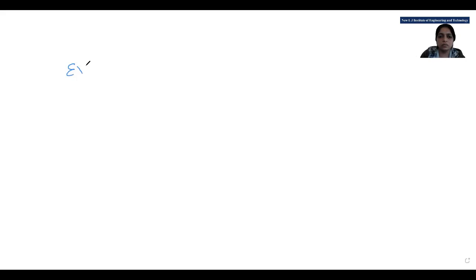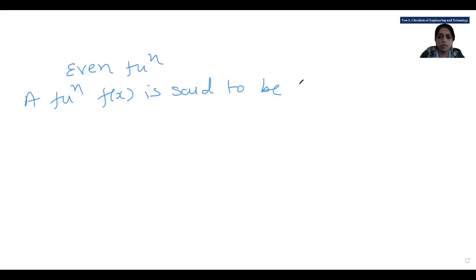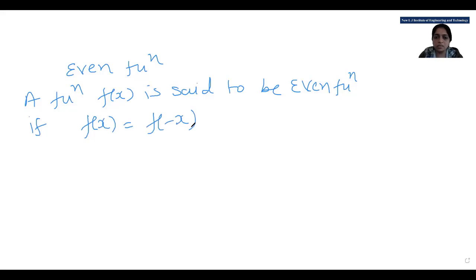Even function. A function f of x is said to be an even function if f of x is equal to f of minus x. Means which function satisfies this rule, that function is known as an even function.